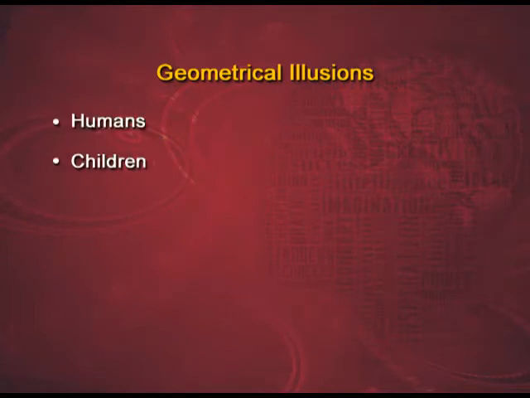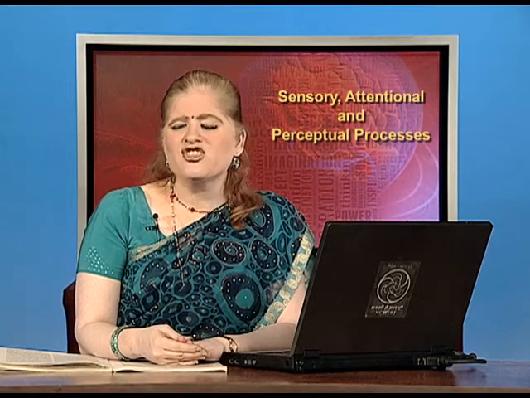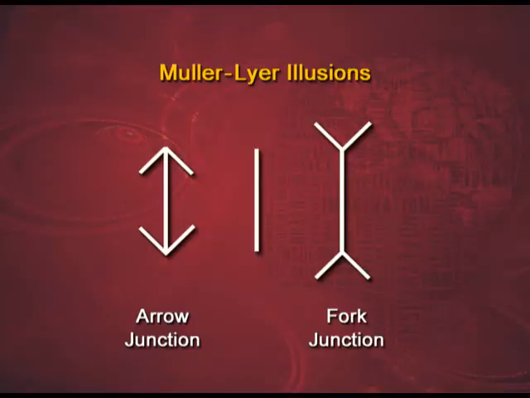The first ones being geometrical illusions. They are seen by humans, even by children, birds, and animals. Most popular one in geometric illusions is the Muller-Lyer illusion. On your screens, you see three equal lines, but you will say that the line on the right is the longest. However, that on the left is the shortest. Why? Because of the shape of the arrows which are enclosing these lines.